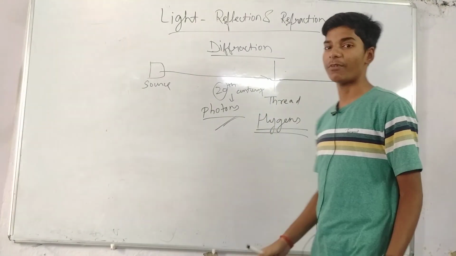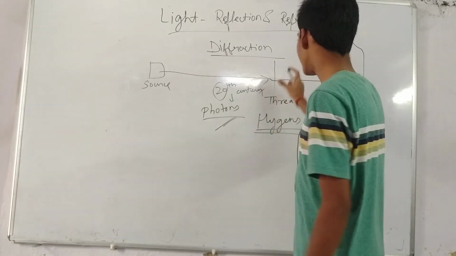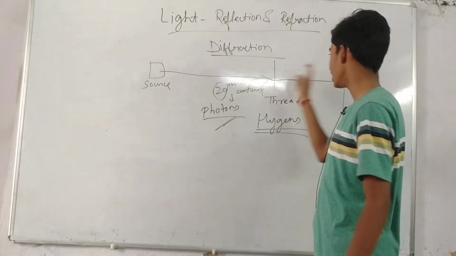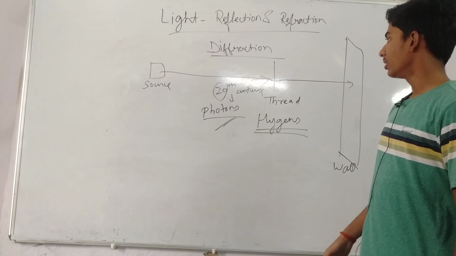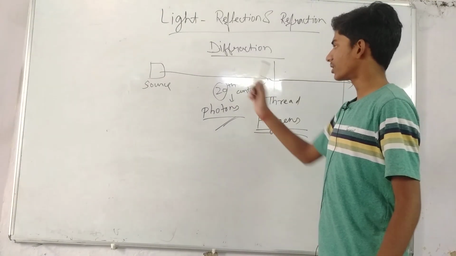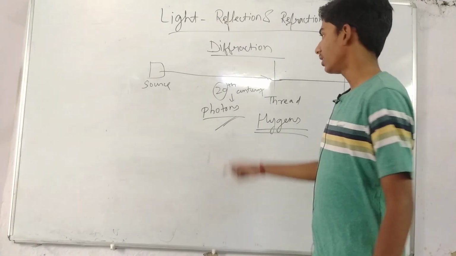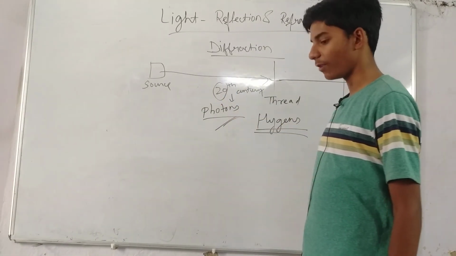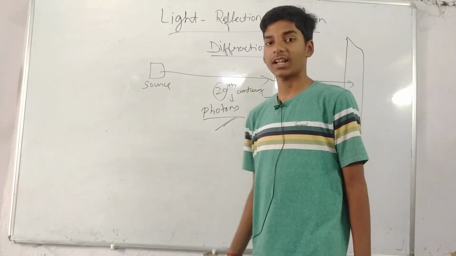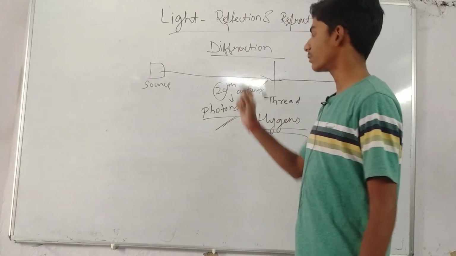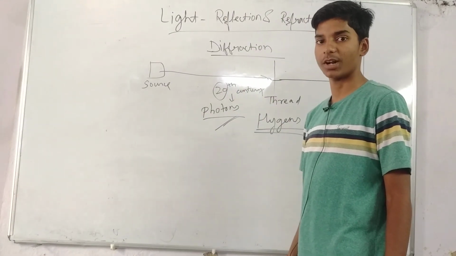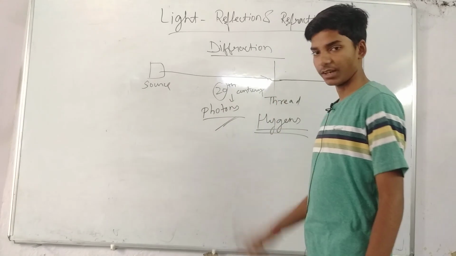That's why we see a very light shadow of the thread here on the wall. So this contradicts the fact that light travels in straight lines, and Huygens said that light travels in the form of a wave. We have studied in class 9 that a wave travels with the help of vibration of particles from one area to another area.